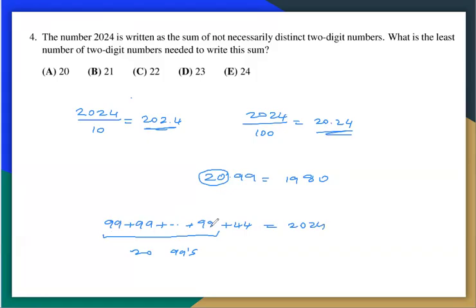So we have 20 numbers right here as 2-digit, and then this is the next one, that's 21. So the least number of 2-digit numbers that can be added is 21. That is our answer.